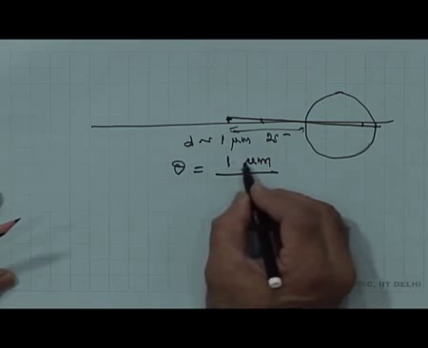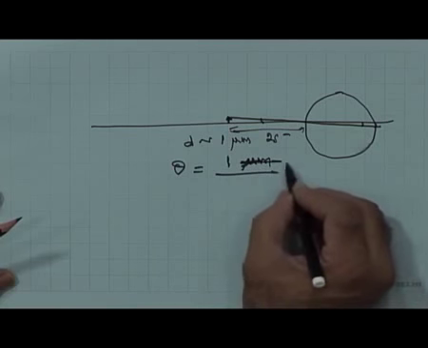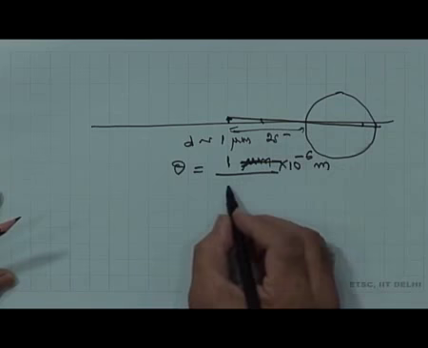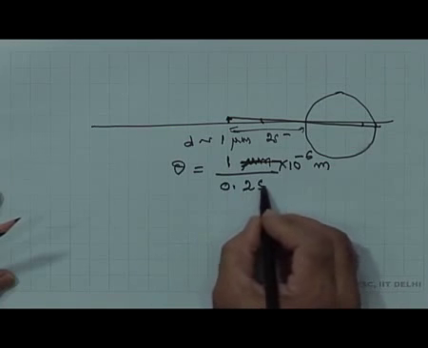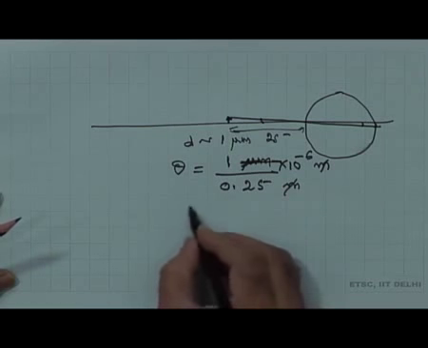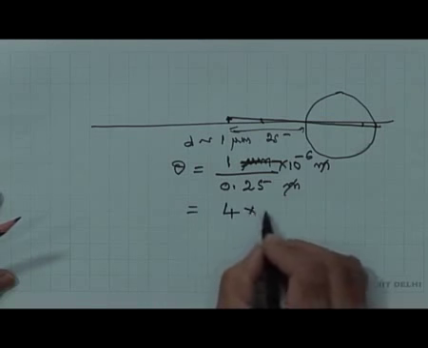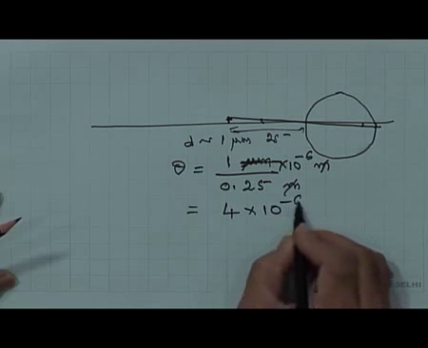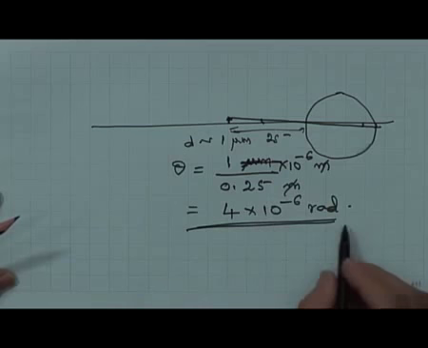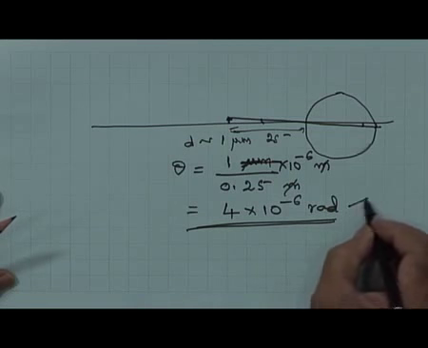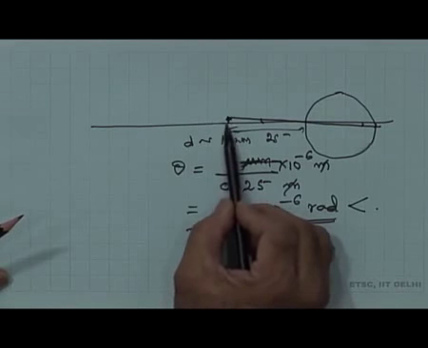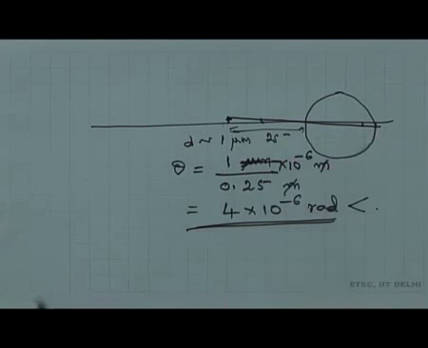that is 1 into 10 to the power of minus 6 meter. So, let me write in meters. 1 into 10 power minus 6 meters, and 25 centimeters is 0.25 meters, and therefore this is equal to 4 into 10 to the power of minus 6 radians. Obviously, this is much less than the resolution of the eye. In other words, a 1 micrometer sized object, the eye will not be able to see.